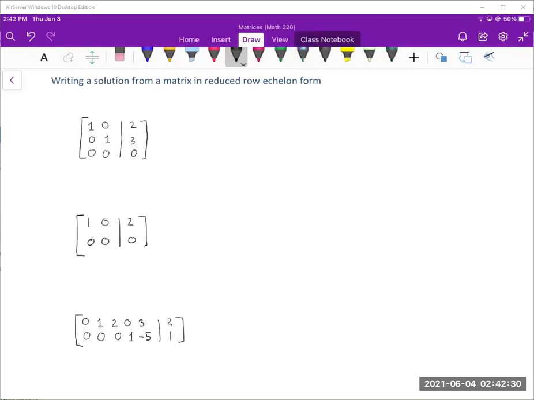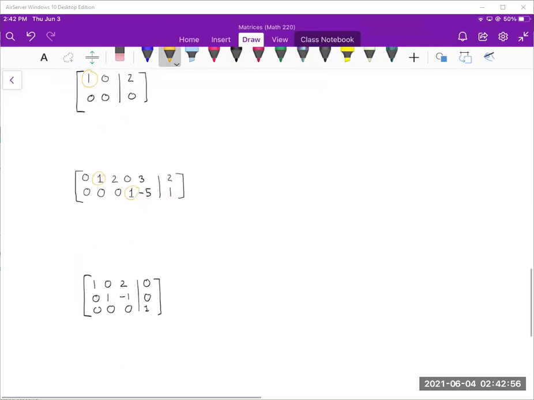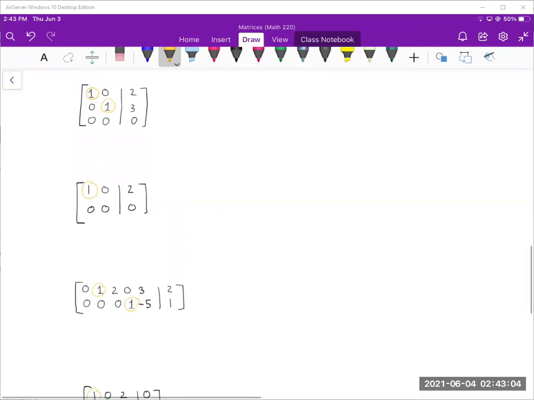Let's take a look at how we write a solution from a matrix that's in reduced row echelon form. We can always identify that a matrix is in reduced row echelon form by looking at its leading terms. In each row, if we circle the first non-zero entry, we're going to see that these entries are all equal to 1, assuming that there's some non-zero entry, and that these entries move down and to the right.